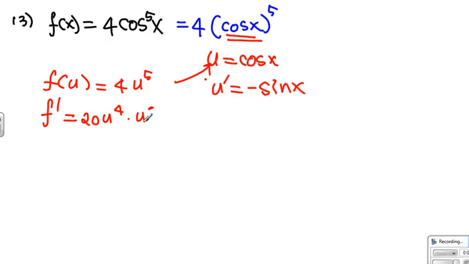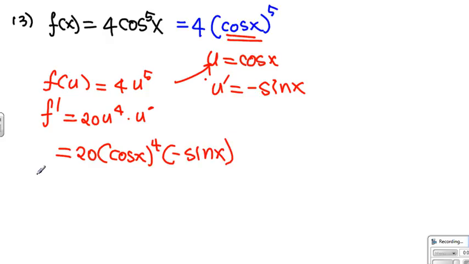So if we put that in this section, we will end up getting 20 times, in place of u, cosine of x to the 4th power, and u prime here becomes negative sine of x. Now then, ultimately we realize f prime becomes negative 20 cosine to the 4th power of x times sine of x. That becomes our final answer for number 13.